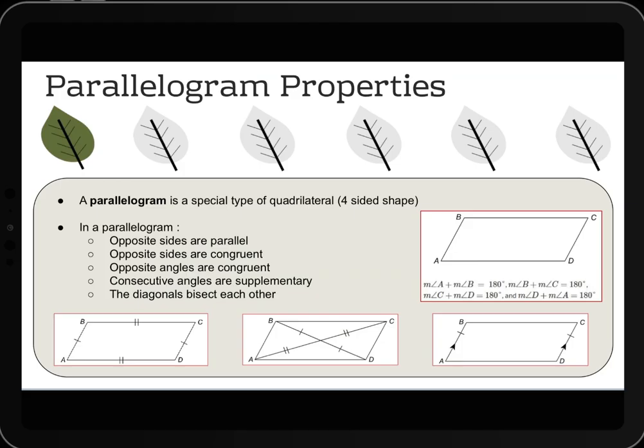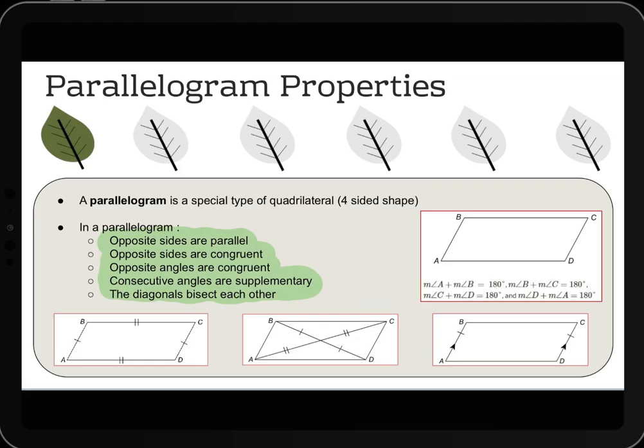Having said that, one of the most important ones, and the one that ultimately defines a parallelogram, is that opposite sides are parallel. The other 4 are properties that a parallelogram actually has. So we know that the opposite sides are going to be parallel, the opposite sides are congruent, the opposite angles are congruent, and the consecutive angles are supplementary. We also know the diagonals bisect each other, right?